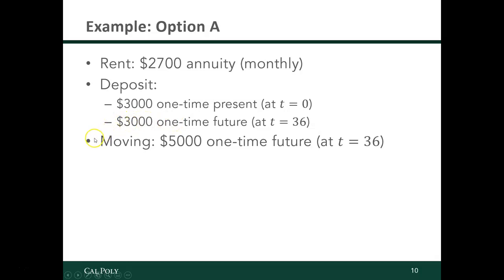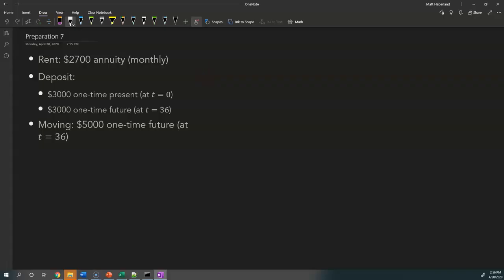So, $3,000 one-time future payment to you. And then finally, moving is going to be $5,000 one-time future payment that you make at t equals 36 months. Okay, so step one, we're going to try to calculate the net present value. When calculating the net present value, the first thing we need to do is identify those cash flows. We've already done that. That's step A.